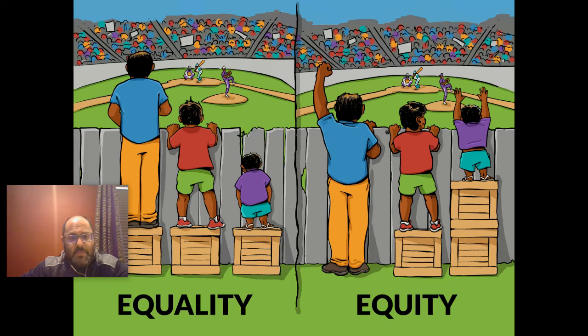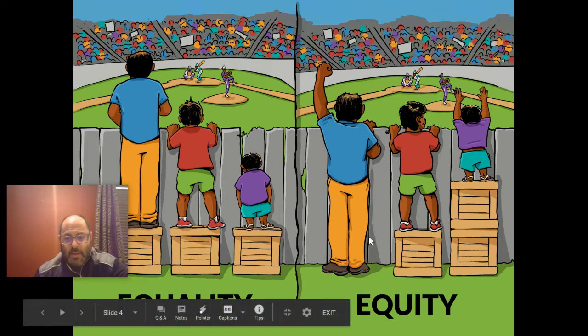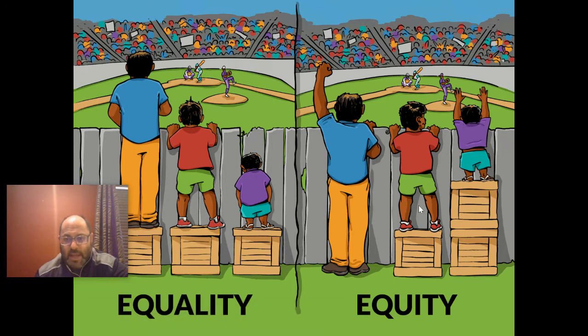But for some people, they were shorter than others and saw more of the game than maybe others were able to because of who they were as people. But equity means that for some people, they're not going to need any kind of support. Like the first person right here, he has no box. But this person right here, he needs a box, otherwise he won't be able to see the game. And this person actually needs two boxes.